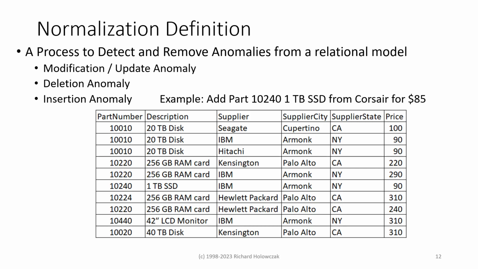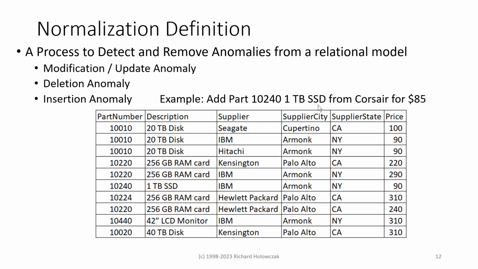The third example is an insertion anomaly. And here it's kind of the opposite problem of the deletion anomaly. Here we're trying to insert a tuple, but we need some additional information. For example, suppose that we want to add the fact that Corsair, who is a supplier, they want to provide us with a 1 terabyte SSD, and that part number is 10240.